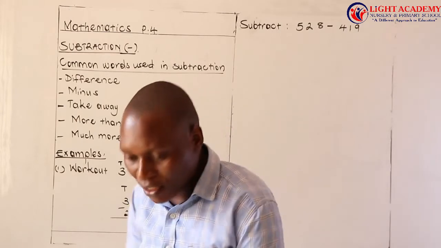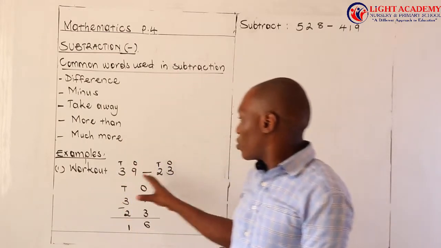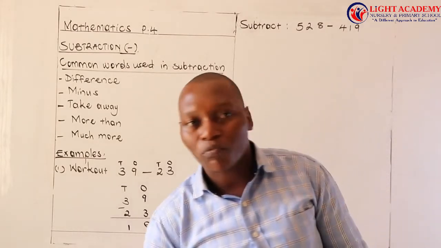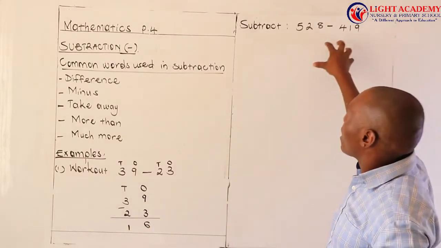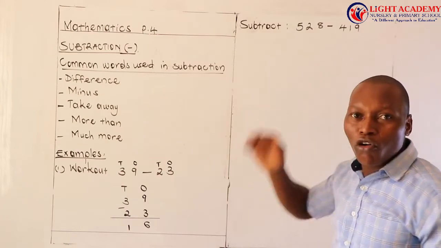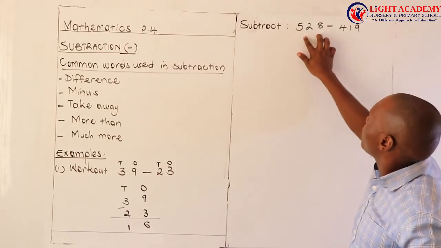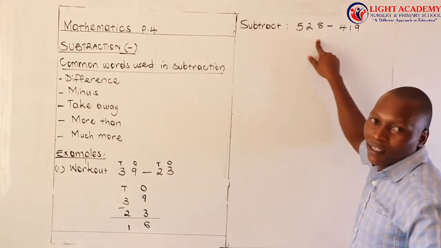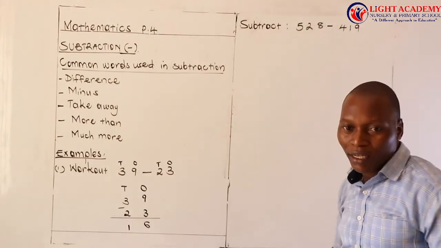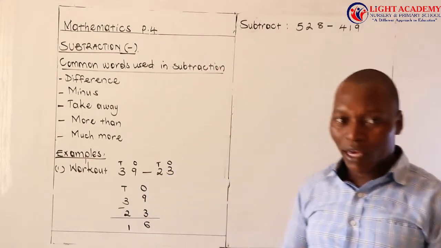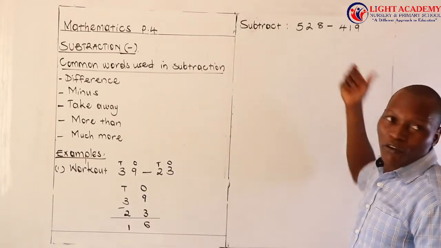In primary 4, just like I've said, in primary 3, most of the questions of subtraction had 2 digits. But in primary 4, we shall actually go on and look at bigger numbers. For example, the example I've given here, it is 528 take away 419. Each one of them has 3 digits. This is a typical P4 question.